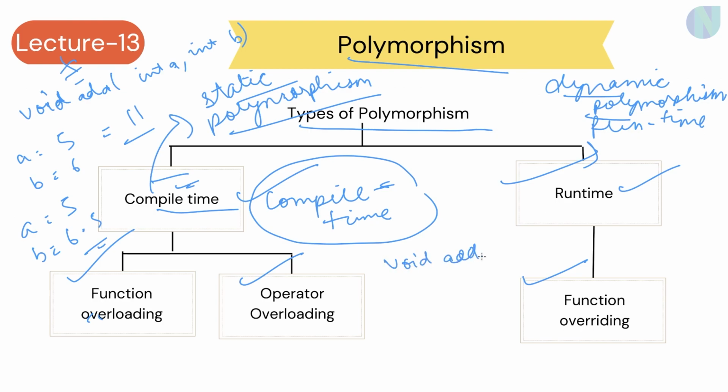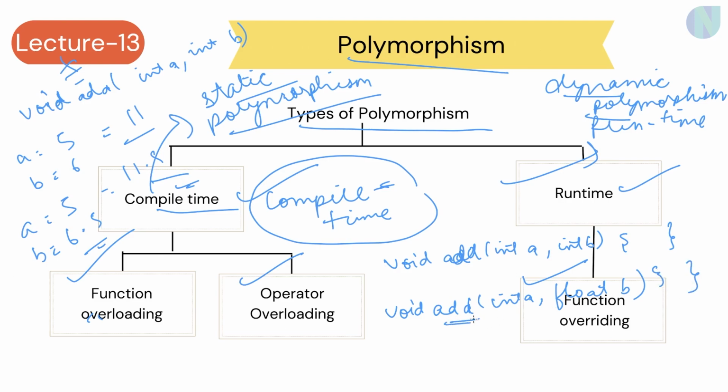Firstly, I am writing this add method which is having int a and int b. Consider I am writing one more add method in which I am changing the parameters to int a and float b. Now I can do 5 plus 6.5, that would be 11.5. So basically there is one method as add and there is another method with the same name add.